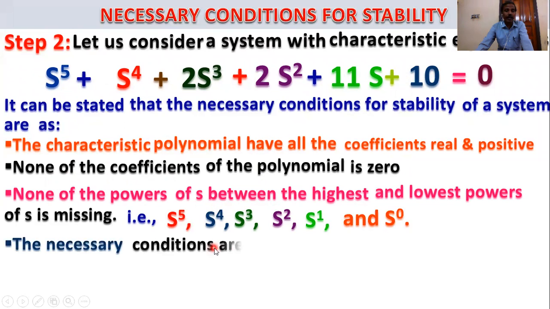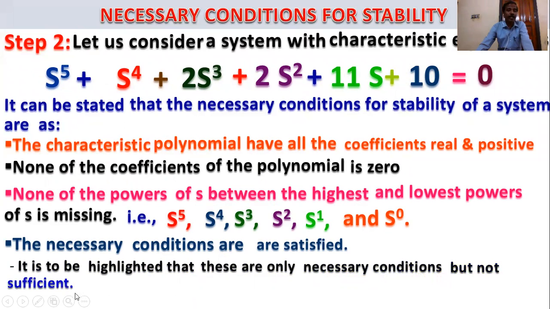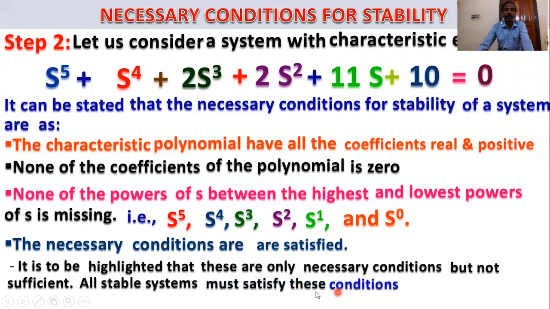The necessary conditions are satisfied. It is to be highlighted that these are only necessary conditions, but not sufficient. All stable systems must satisfy this condition. So this is also a very important sentence. All stable systems must satisfy this condition.